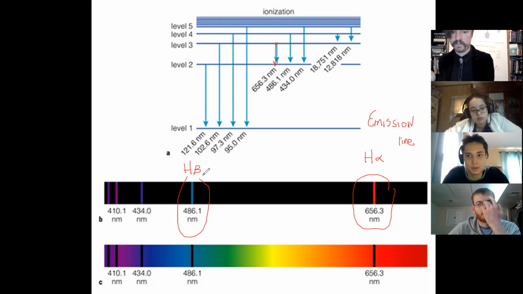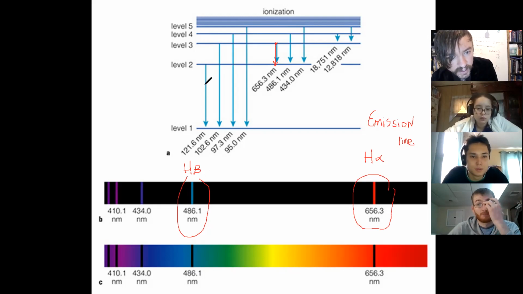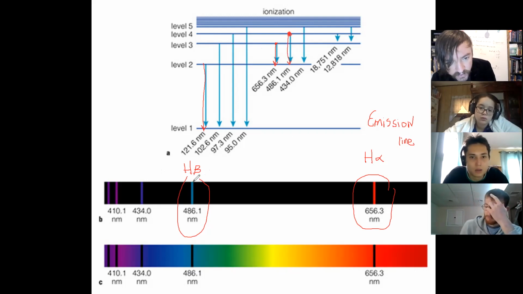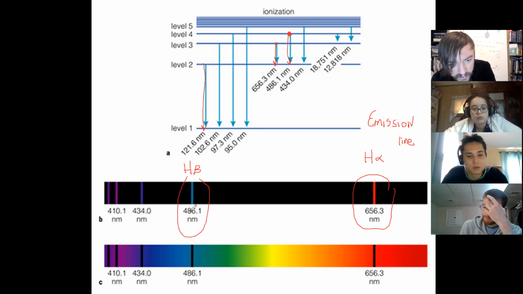Is it from 2 to 1? Is it that one? Not from 2 to 1. Oh, it's from 4 to 2. There you go. So when the electron drops from orbit 4 down to orbit 2, it will produce hydrogen beta, which is a blue-green 486 nanometer line.